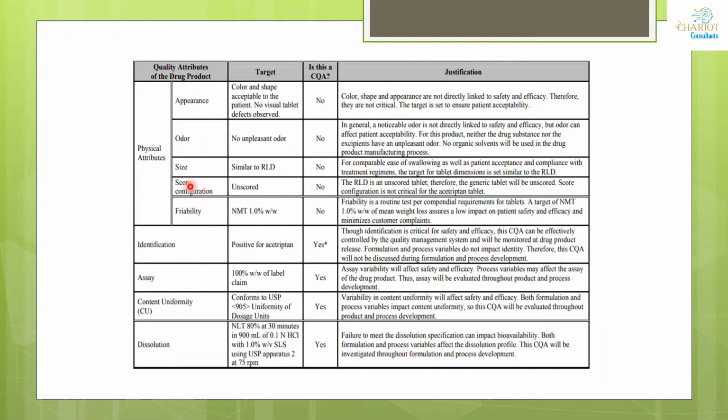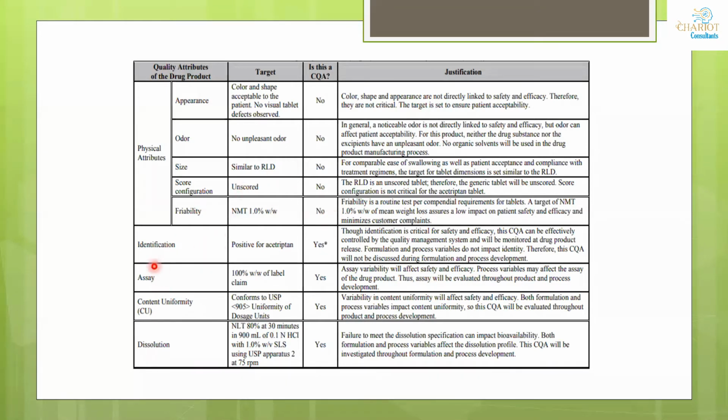And your friability, your score configuration, your size, order, appearance, you will be identifying during the manufacturing process. For example, friability you cannot call a CQA, because it is a part of your manufacturing process. Whenever you are compressing the tablets, you need to check the friability, and it should be not more than 1%.